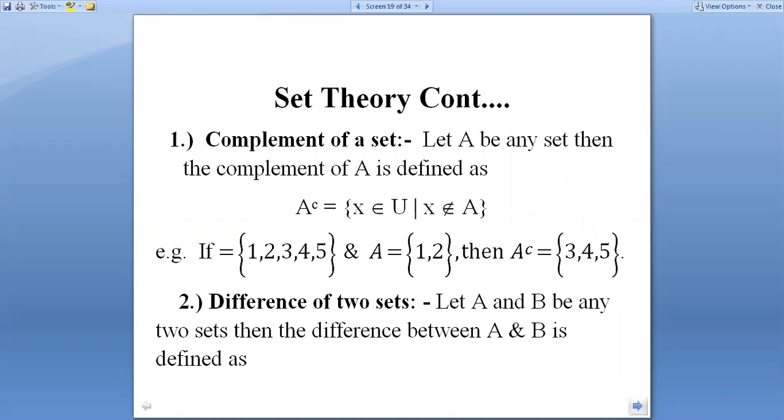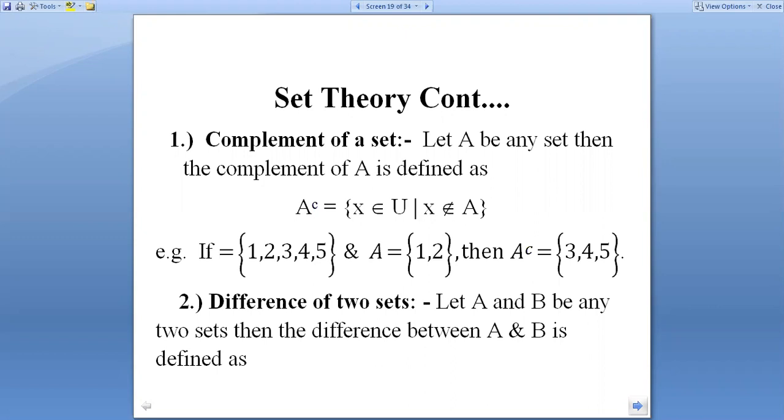Let A be any set, then the complement of A is defined as A complement is equal to {x belongs to U, where U stands for the universal set, already I told you in my previous lecture, such that x does not belong to A}.